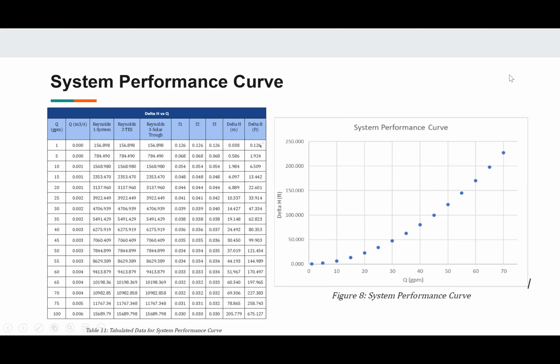Next, using the modified Bernoulli's equation shown previously, we can model the system performance based on various volumetric flow rates versus the system head. Here we have a graph showing the system performance curve based on gallons per minute versus delta H in feet.